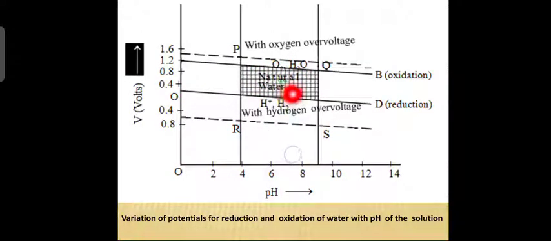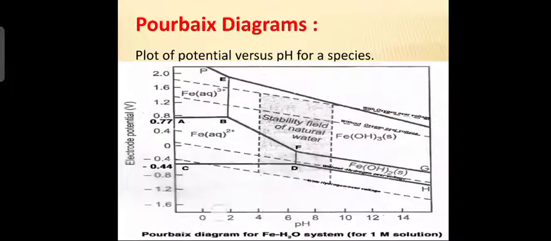Okay. With oxygen overvoltage, the area extends upwards, and with hydrogen overvoltage, the area extends downwards. Okay. The area PQRS represents the redox stability region for a species with both hydrogen and oxygen overvoltages. Okay. Now, next slide, Pourbaix diagram.